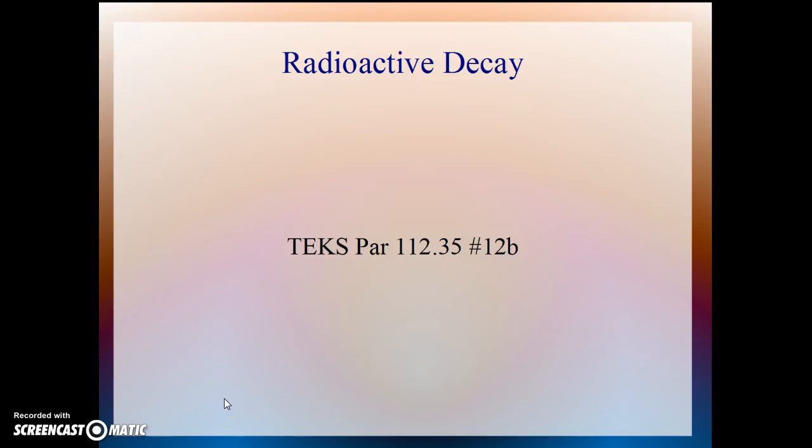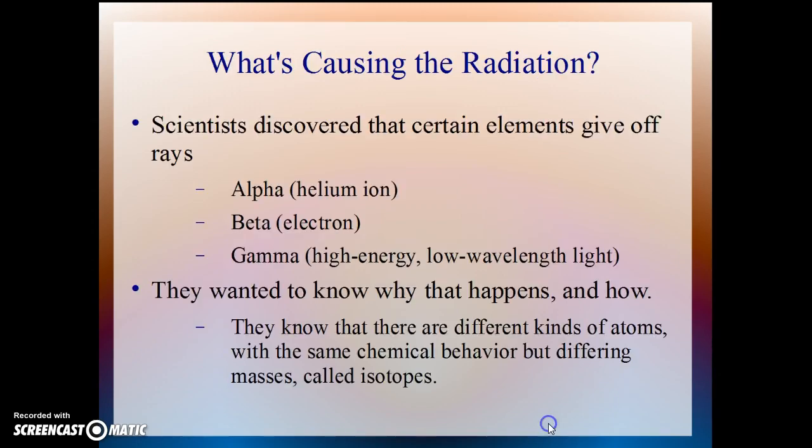This is the second of 3 videos on nuclear reactions, and here are the topics that we're covering. From the first of our installments, we realized that scientists discovered that certain elements are giving off radiation: alpha radiation, which are helium ions, beta radiation, which are electrons, and gamma radiation, which constitutes high-energy, low-wavelength light. Scientists wanted to know why this is happening and how it is happening.